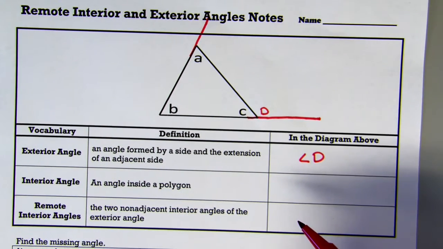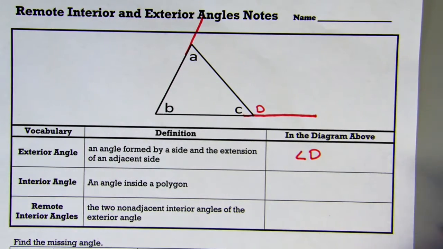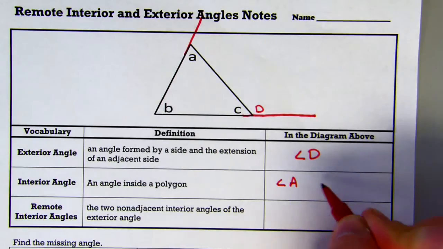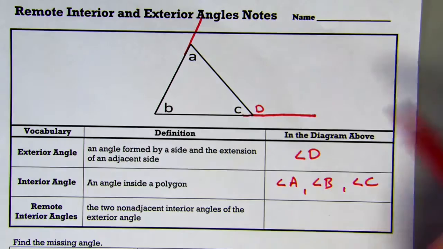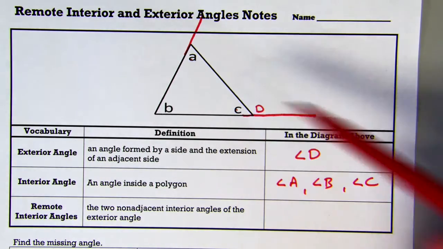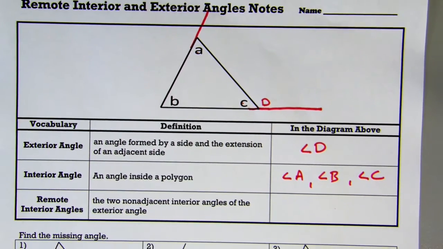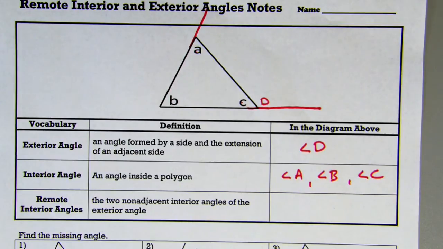For an interior angle, an angle inside a polygon, we could say it is angle A, angle B, or angle C. So we have three different interior angles. And then the last one is remote interior angles. It's the two non-adjacent interior angles of the exterior angle.